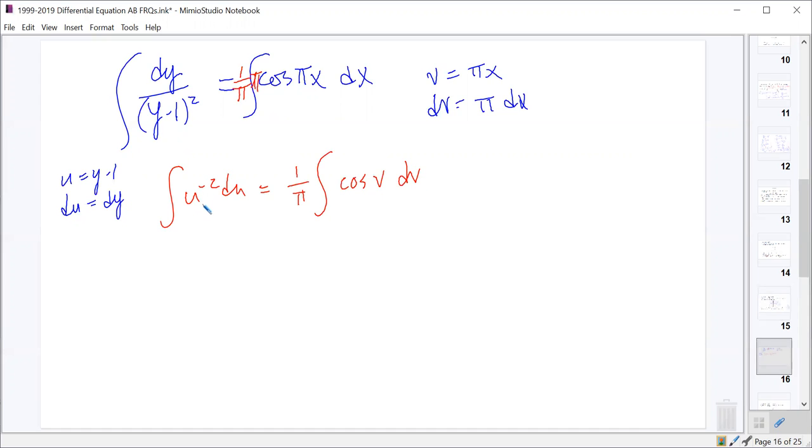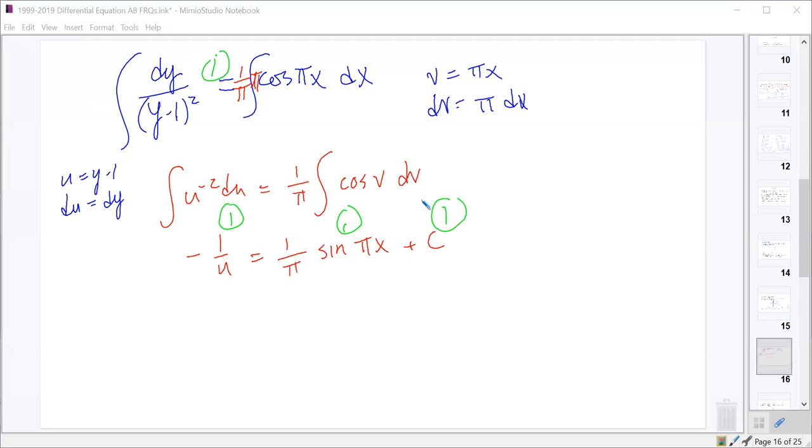So the integral of u to the negative 2 should be negative 1 over u. And over here, we'll have 1 over pi sine of v, so sine of pi x, and plus C. So you got 1 point for separating the variables, 1 point for correctly integrating this side, 1 point for correctly integrating this side, 1 point for having a plus C. Then you define the constant.